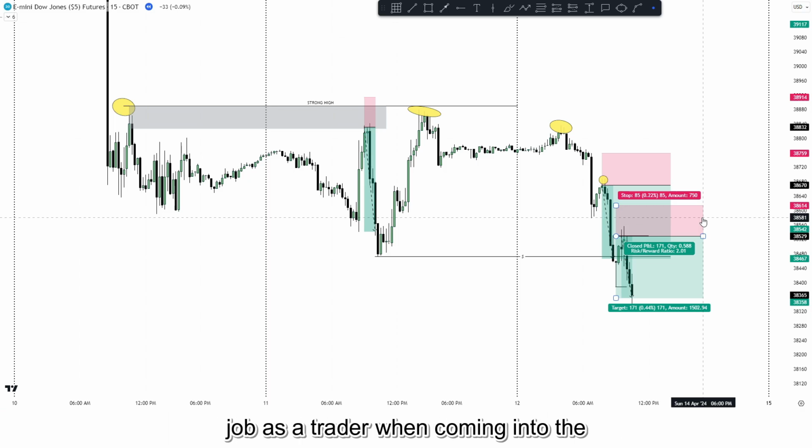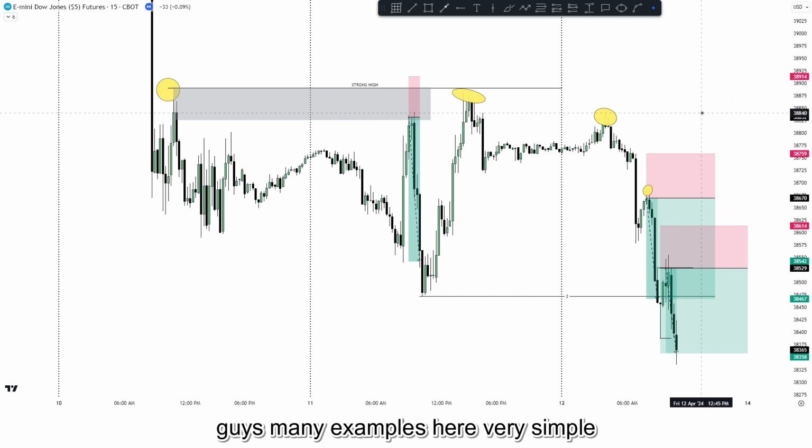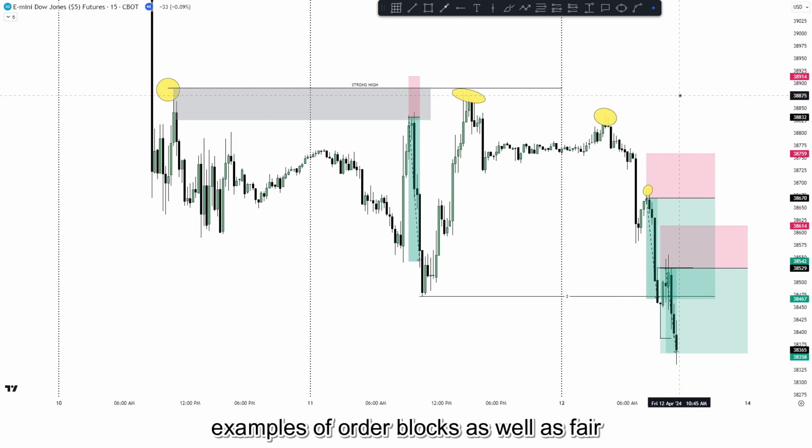And then your job as a trader when coming into the marketplace and when executing is to anticipate that retracement, targeting those weak points. And I gave you guys many examples here, very simple examples of order blocks as well as fair value gaps as retracement levels inside of the marketplace for you then to target those weak points and continue the overall market structure. So that's gonna be it for the video.